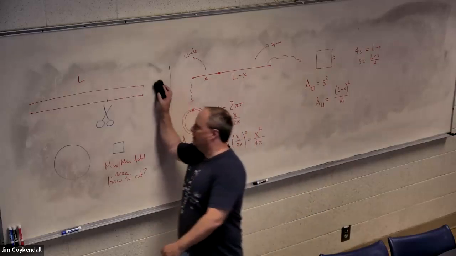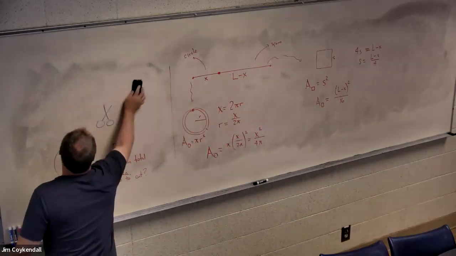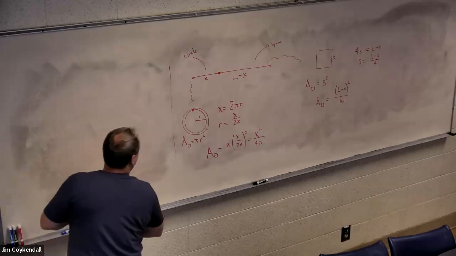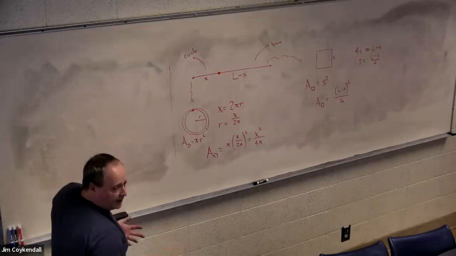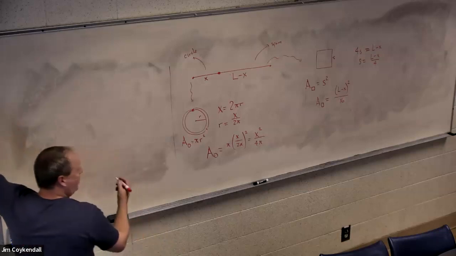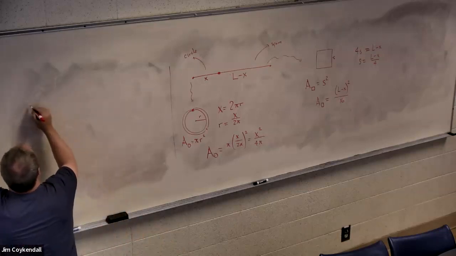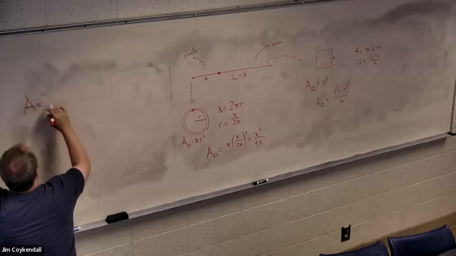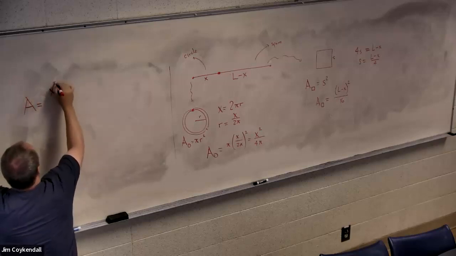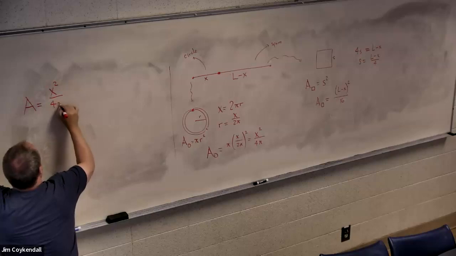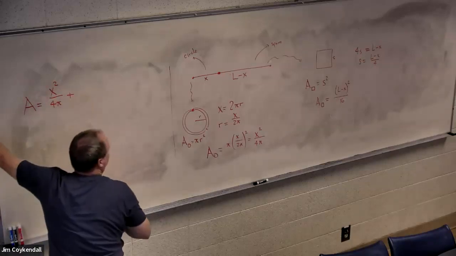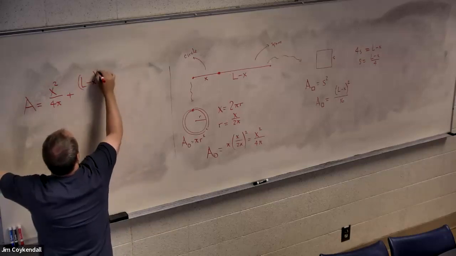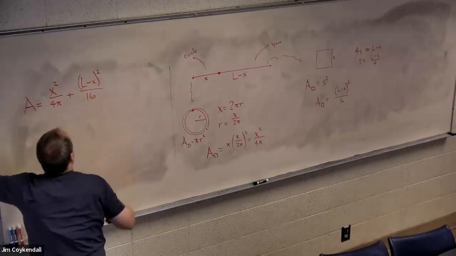Okay. What's the total area? That's what we want to maximize. I'm going to call this just plain A, total area. That should be the circle, X squared over 4 pi, plus the square, L minus X squared over 16.